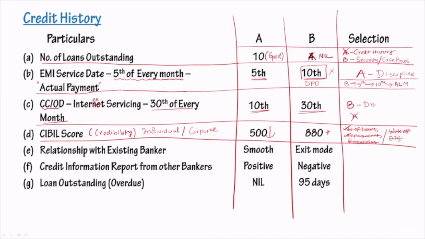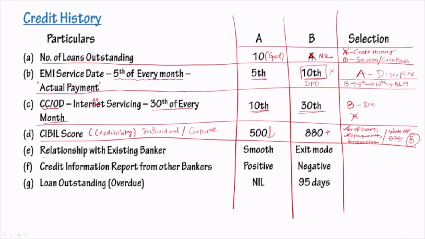So which customer will the banker be preferring here? Is it 500 or 880? Obviously the banker will be preferring customer B because he is having a good credit score. It means he is maintaining his credibility in the banking system overall.